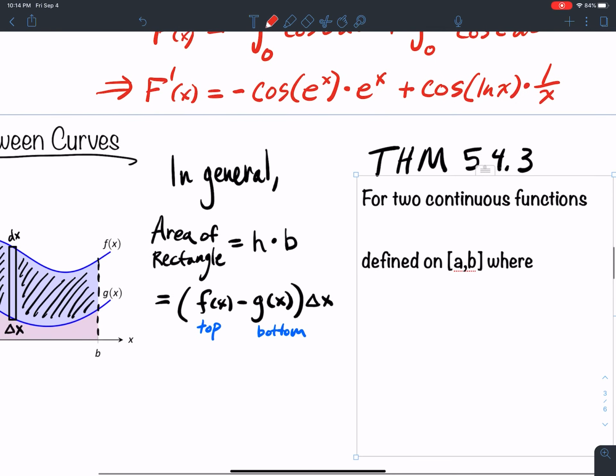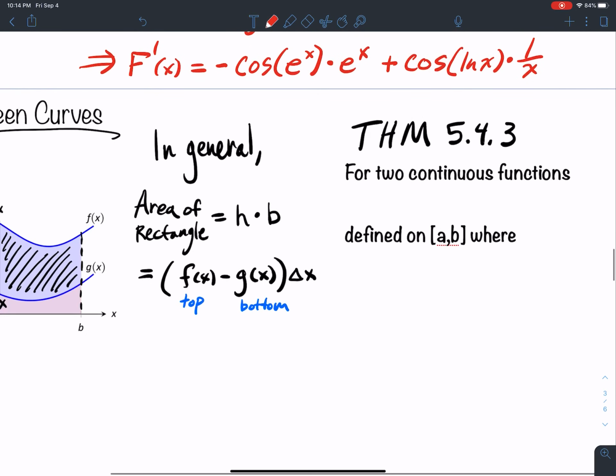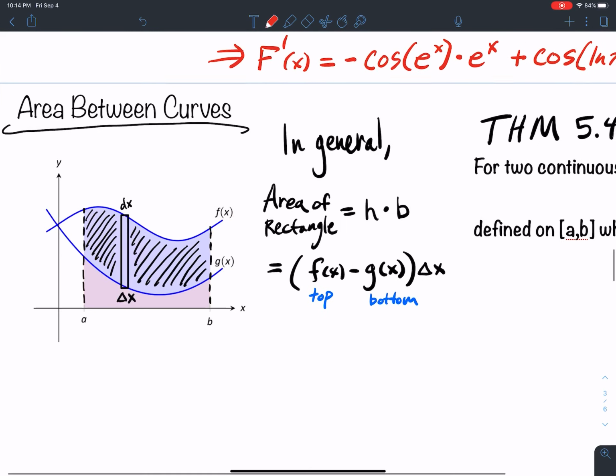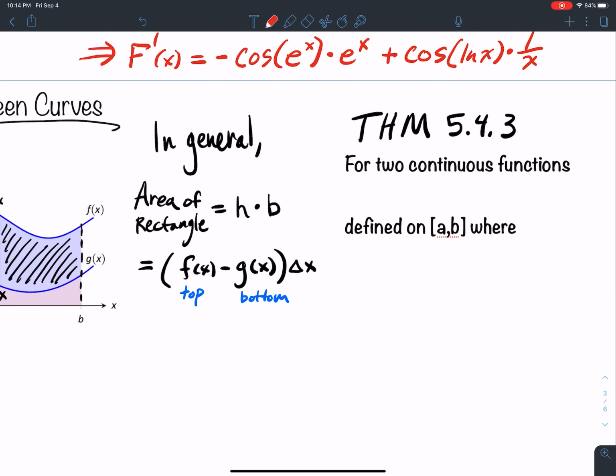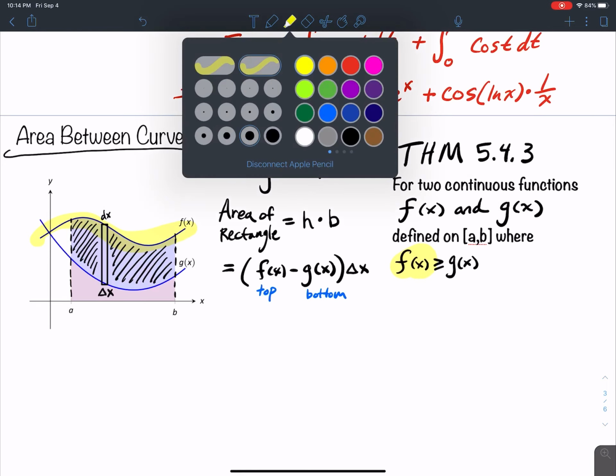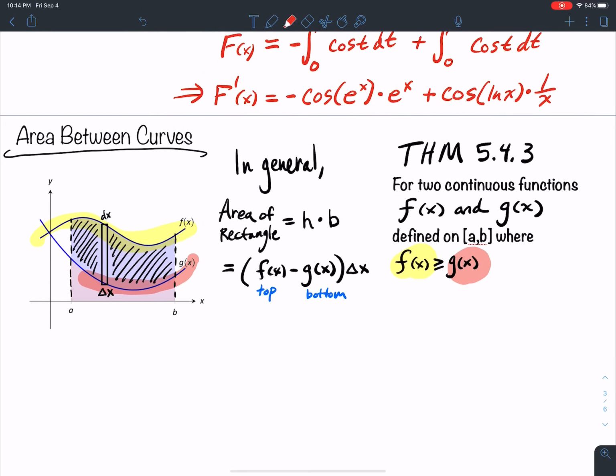In general, with our theorem, for two continuous functions, say we have two functions like f and g, those are continuous on some interval. Now, since they're both arbitrary, I want to make one of them bigger than the other one. And so I have f of x greater than or equal to g of x on this interval. So it's always bigger for every x value in this interval.